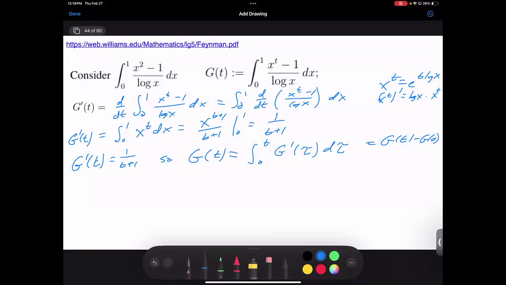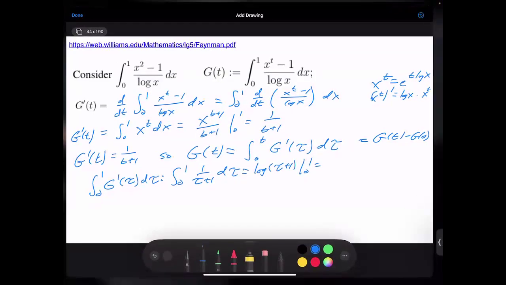So can we integrate from 0 to 1 g prime of tau d tau? This is the integral from 0 to 1 of 1 over tau plus 1 d tau. So what function has derivative 1 over tau plus 1? Log of what? Tau plus 1. We evaluate that at 0 and 1. Oh, sorry, we're integrating up to t, not 1.